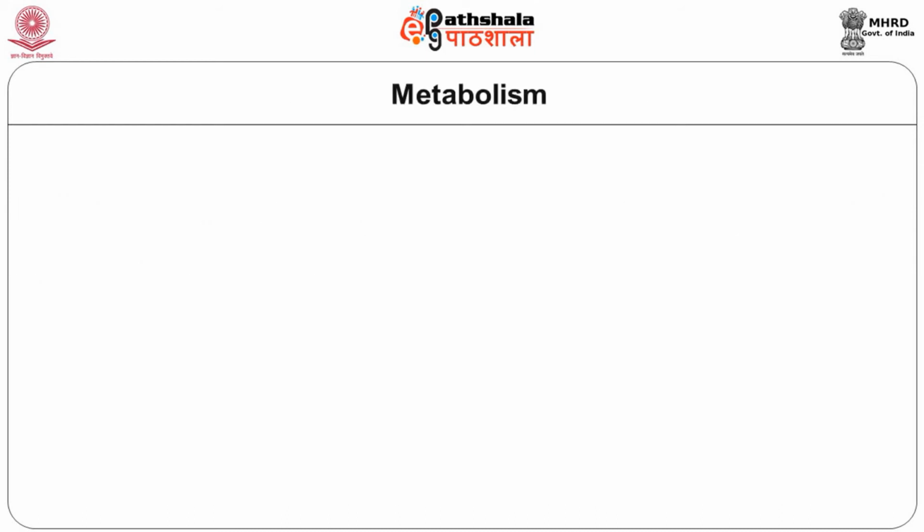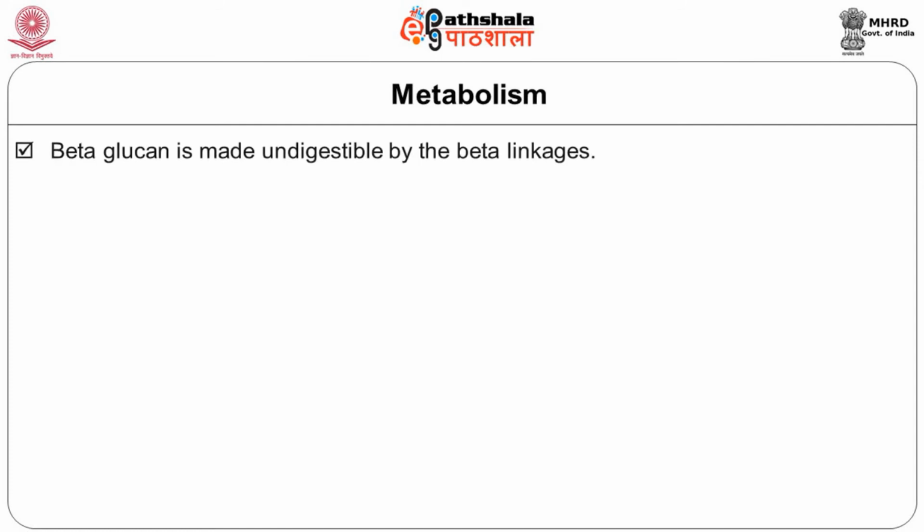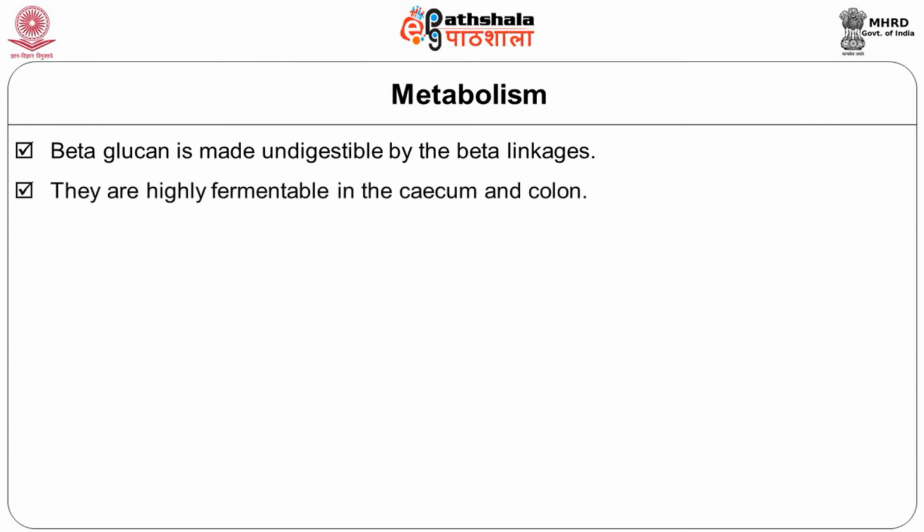So, what is the metabolism of beta-glucan? Beta-glucan is made undigestible by the beta linkages. They are highly fermentable in the cecum and colon. Degree of polymerization, if it is more than 100, are completely insoluble in water. This conformation allows for stronger interactions and associations between the chains and the water molecules.